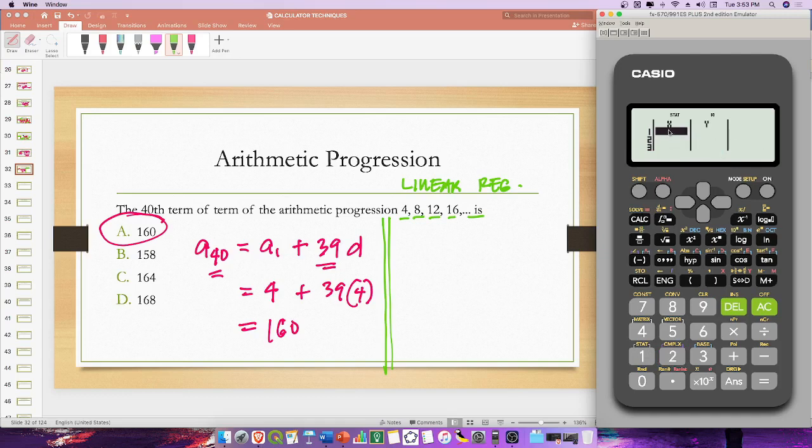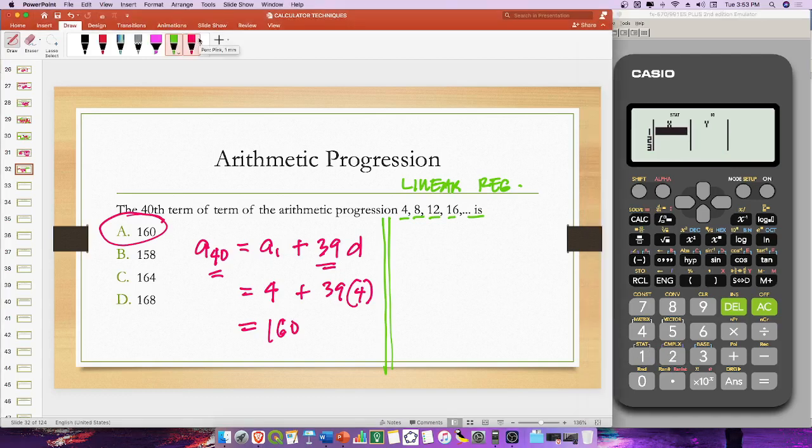So what are these values of x? The values of x are the terms. For example, your 4 here is the first term. Okay, I will change the color. 8 here is the second term, third term, fourth term, and we are looking for the 40th term, which is unknown.